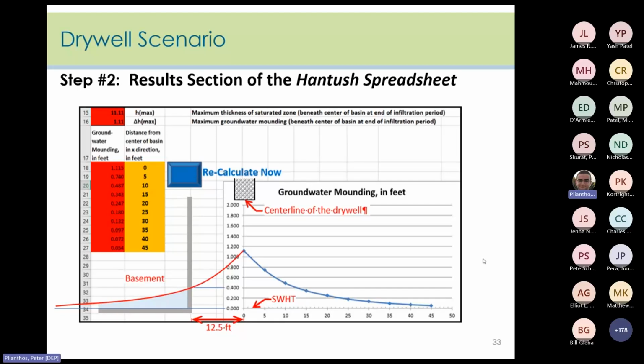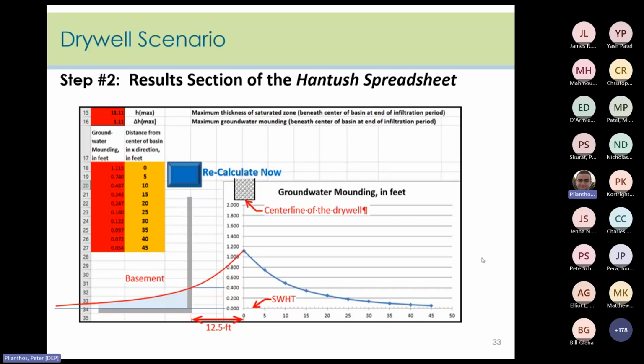Therefore, the dry well may need to be moved farther from the building to avoid the adverse impact caused by the proposed infiltration. Per the USGS paper, an increase of 0.25 feet or less is an acceptable depth for underground structures to be temporarily affected by groundwater mounding.